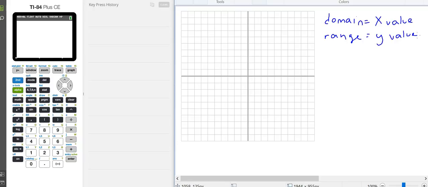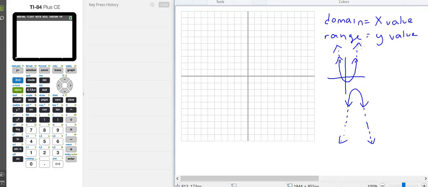The domain of any parabola, of any quadratic function, is always going to be all real numbers, because regardless of whether the parabola opens upwards or downwards, the parabola keeps on going on and on and on. It keeps on getting wider and wider and wider forever, past the end of the page, off the sheet, and it's always going to be all x values, so the domain is always all real numbers.